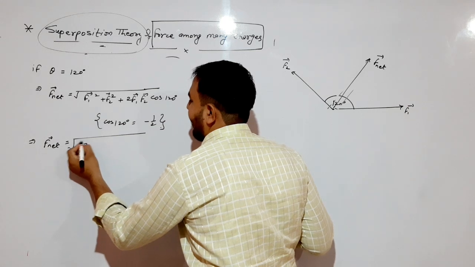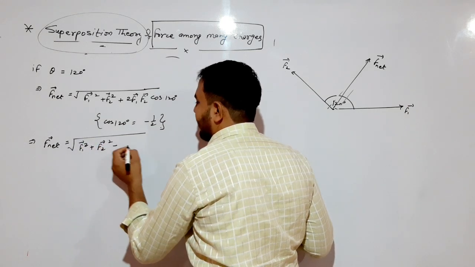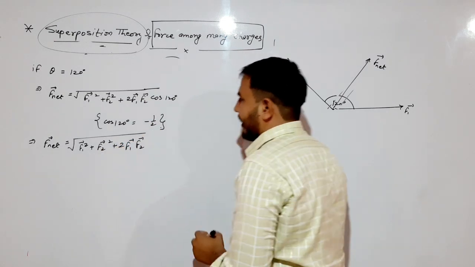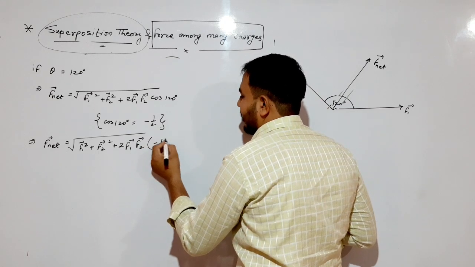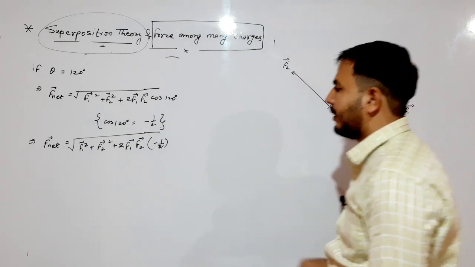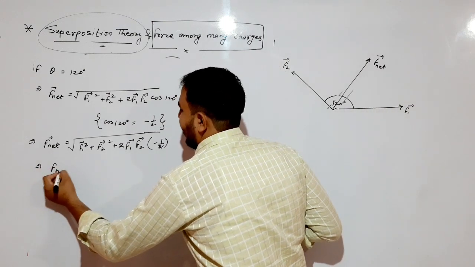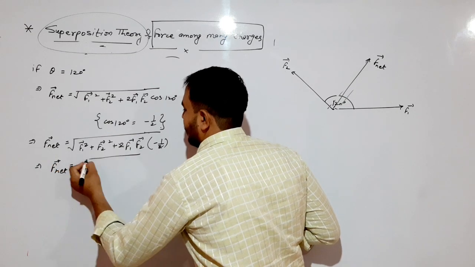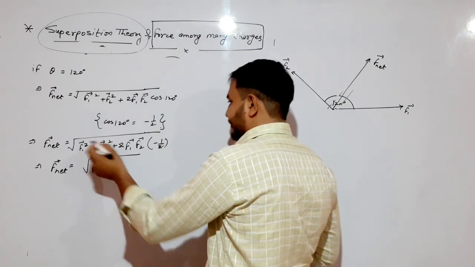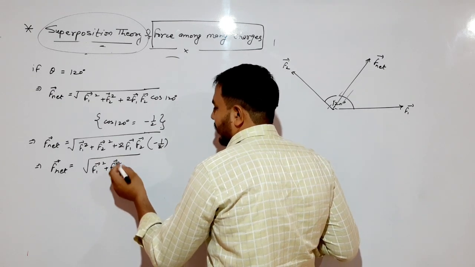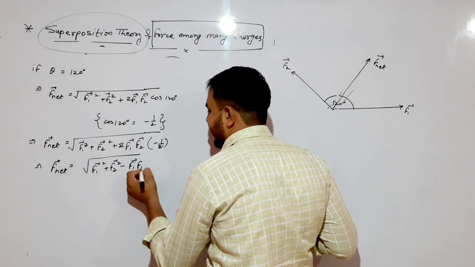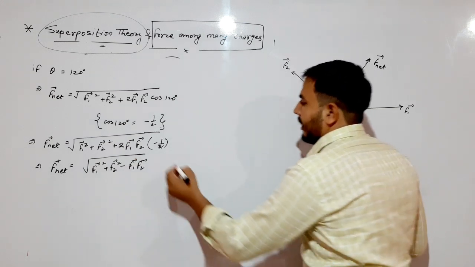F1 square plus F2 square plus 2 F1 vector F2 vector times minus 1 by 2, which is the value of cos 120. Here the 2 cancels, then F net is the root of F1 square plus F2 square minus F1 vector F2 vector. Clear?